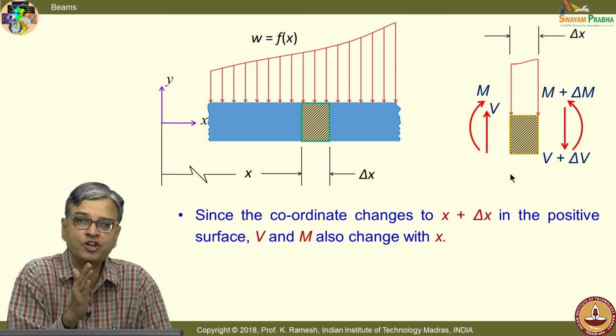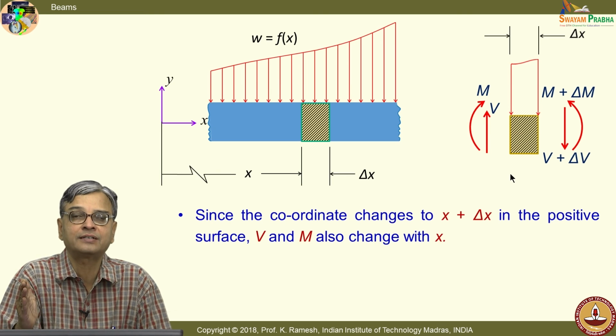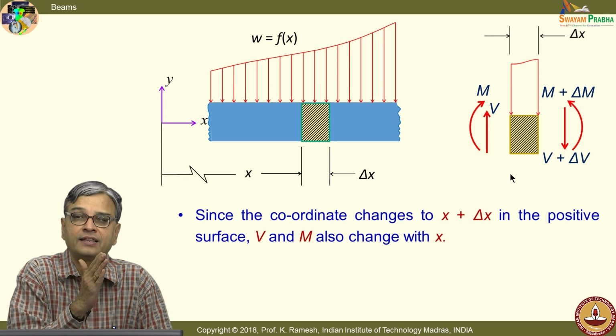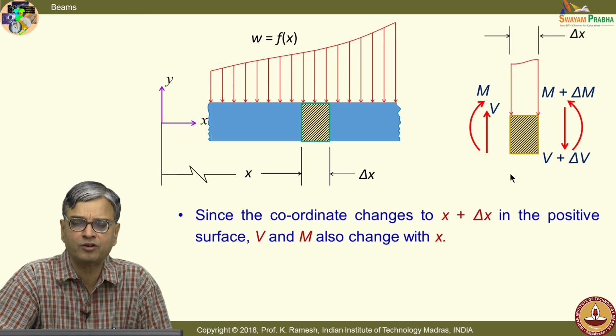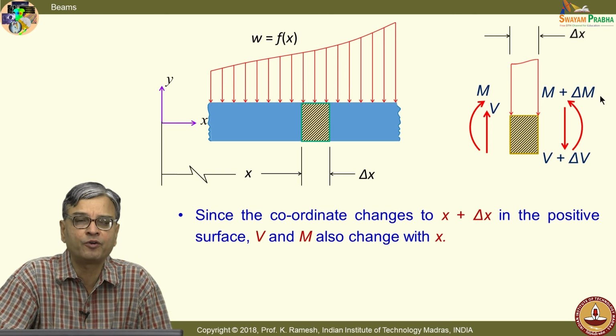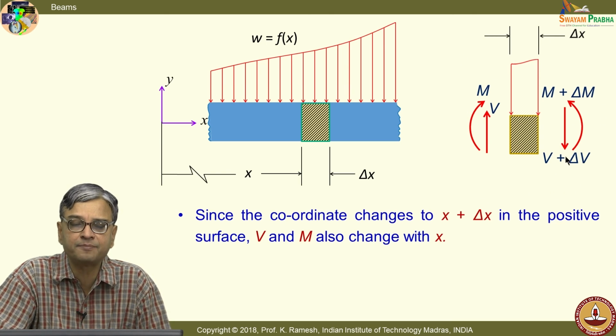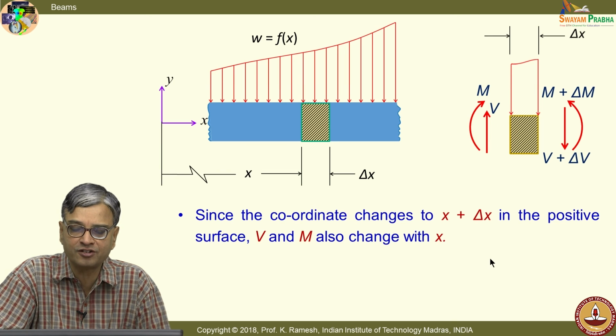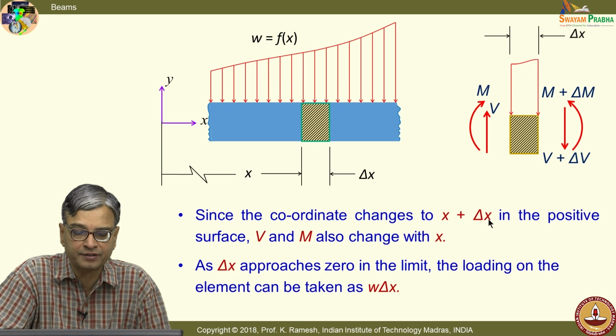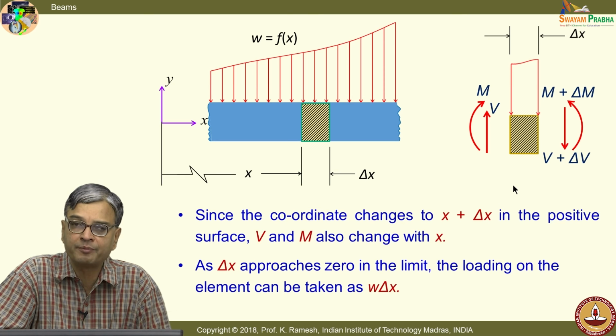So, there is a variation of the shear force as well as bending moment when I look at the negative surface as well as the positive surface. Rest is then straightforward. I have to write the equilibrium of this block and establish a relationship between variation of shear force and bending moment and its variation with respect to the applied load. This is the key aspect of the current discussion. If you have understood this, rest of it is mere application of your equilibrium conditions.